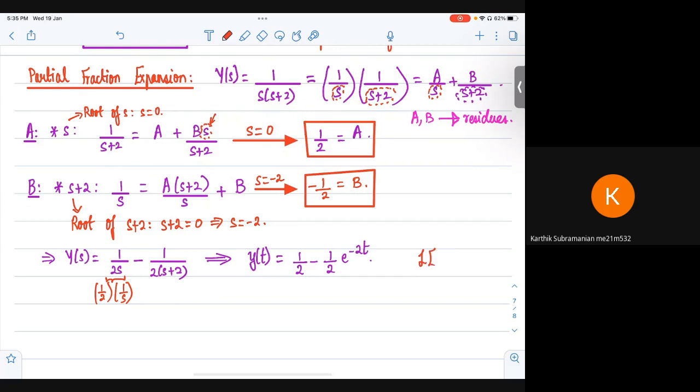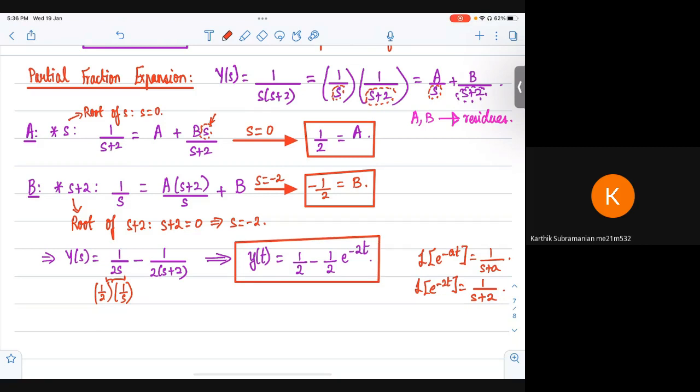Because the Laplace transform of e power minus at is 1 by s plus a. That is something we know. So for the Laplace transform of e power minus 2t, I just substitute a equals 2 and I get 1 divided by s plus 2. That is how we get this expression, for the inverse Laplace transform of y of s. So this is our solution, the output function, for the problem.